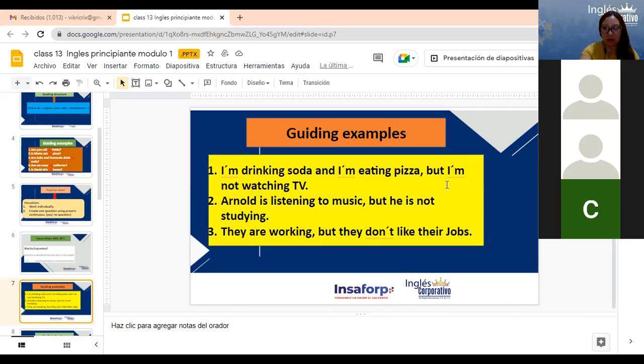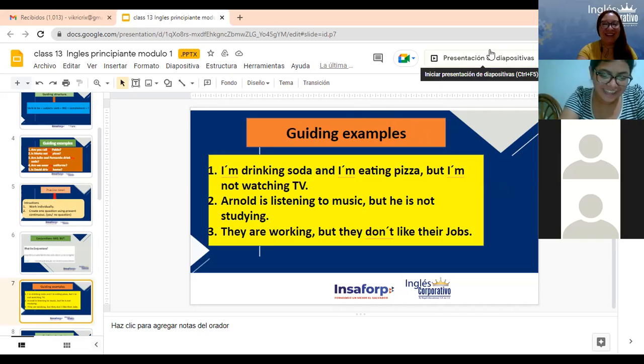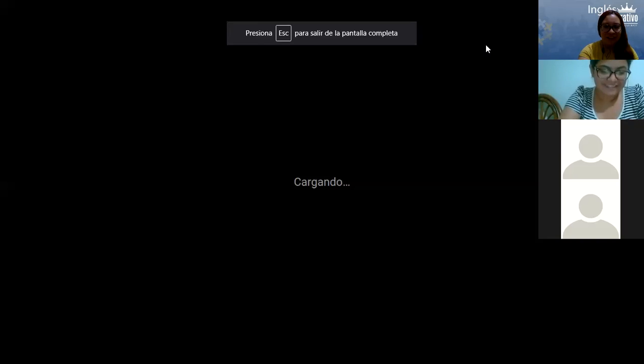Rona Luce ya me dio sus dos oraciones. Qué bárbara usted dando el mal ejemplo. Thank you, Ronald. Gracias a los que se hicieron sus dos oraciones. All right, let's continue then.